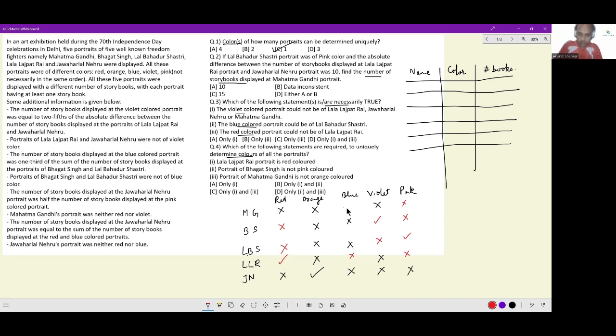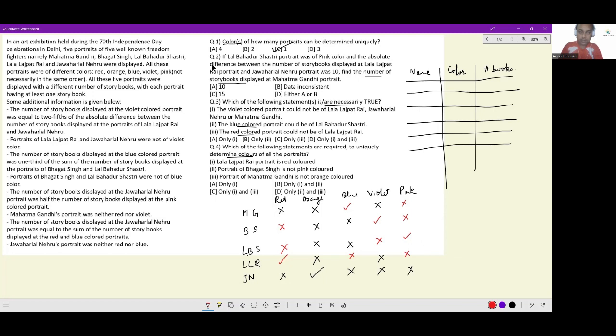Goes here. There has to be a tick. We have unique colors identified for everyone. Okay. Next is Lal Bahadur Shastri's portrait was pink.